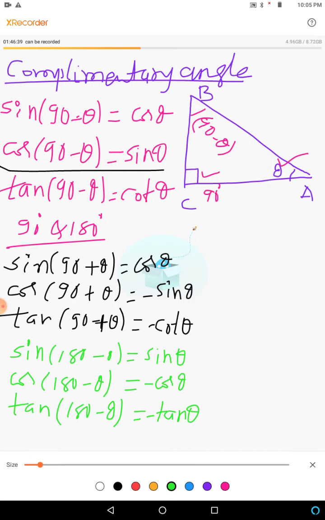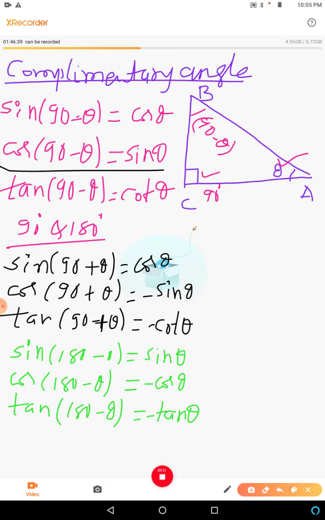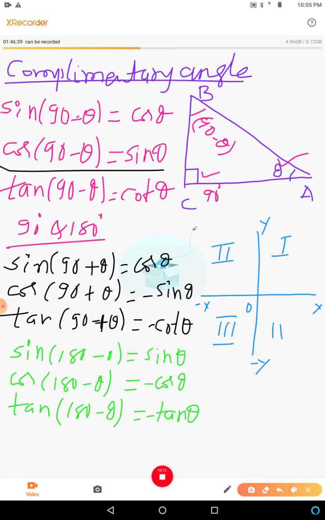We can have an idea. This is the x axis, this is the y axis, this is the minus x axis, this is the minus y axis, and this is the origin. So this is the graph. This is called the first quadrant, this is the second quadrant, this is the third quadrant, and this is the fourth quadrant.